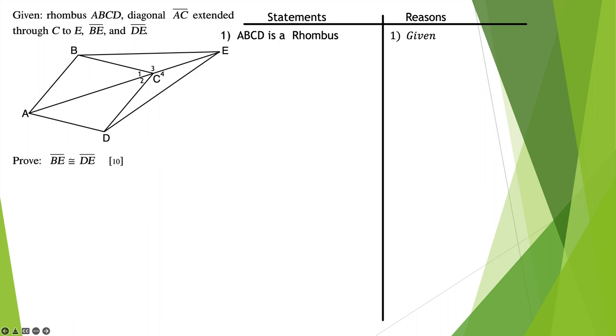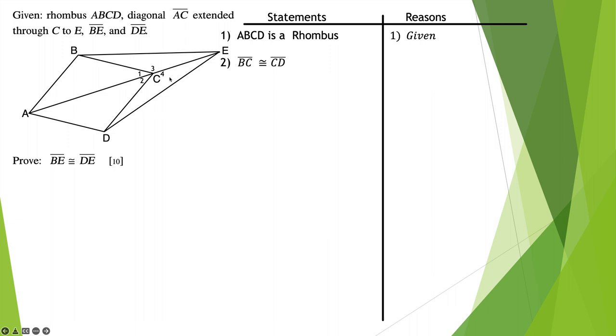Okay, time for me to put the answers up here. I write down the given. ABCD is a rhombus. And there's nothing else there that's important. So first, in a rhombus, all sides are congruent. So I want to get BE congruent to DE. I want to get this long piece out here congruent to this long piece. And that means I need these triangles on the outside congruent.